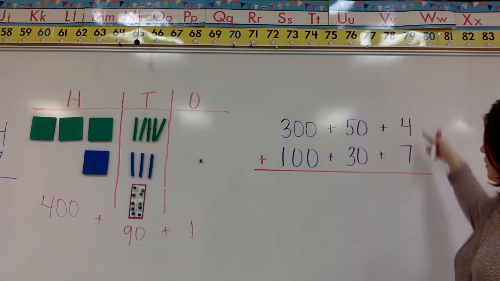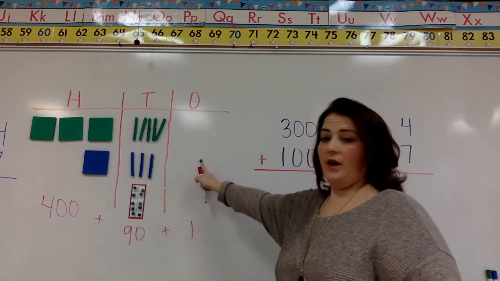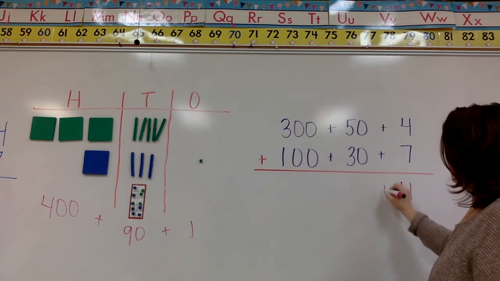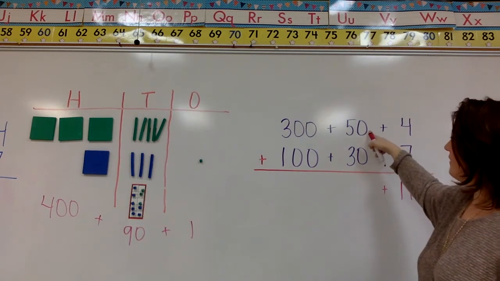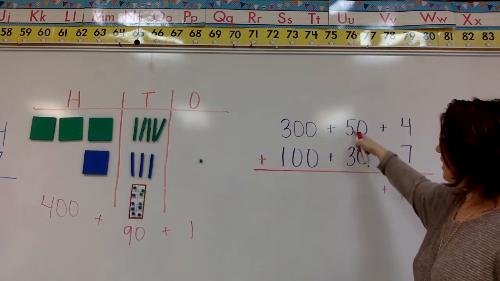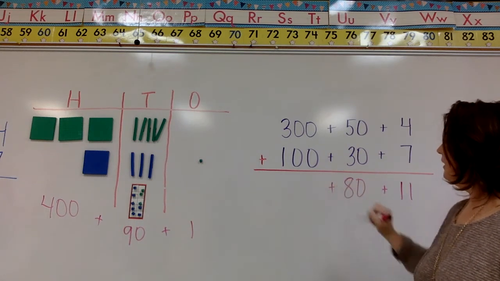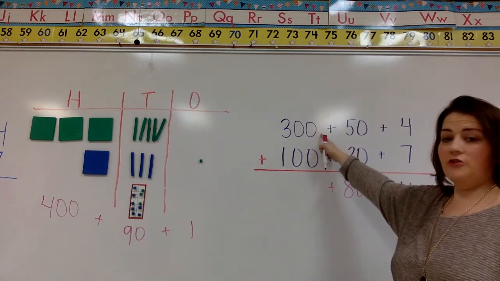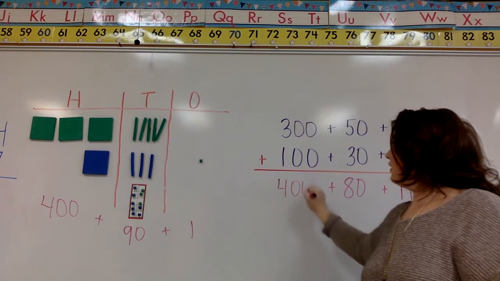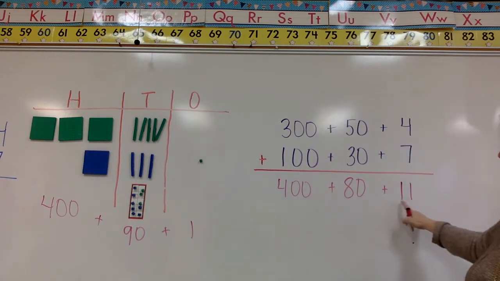Now, watch this. 4 plus 7, what did we say that was? Remember, we made a 10 and we had 1, so 4 plus 7 is 11. So I'm going to put my 11 right here for right now. And then 5 tens plus 3 tens, or 50 plus 30. 5 plus 3 will help you. That's right, 80. And now, in hundreds, 300 plus 100 is 400. So our answer isn't quite ready yet because we have 400 plus 80 plus 11.